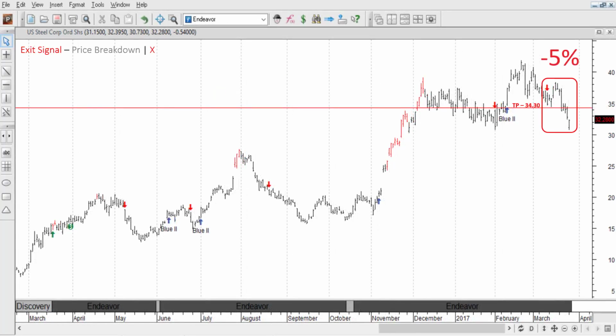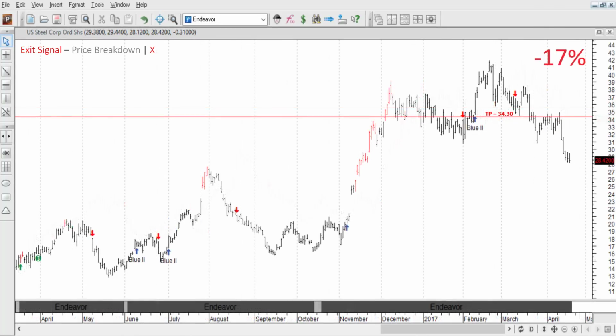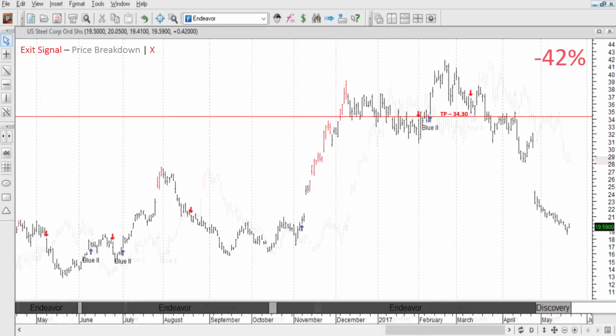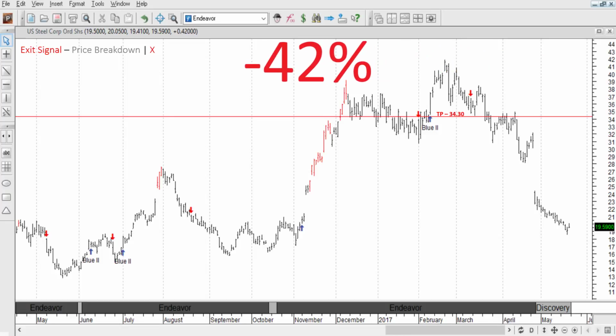4 days later, price has already fallen 5%. 2 weeks later, price is now down 17%. And finally, almost 2 months from the day price crossed the trigger point, it's fallen more than 42% and has entered the discovery category, which, as you know, means you can expect price to either continue to fall or begin to consolidate. Now, you might be thinking, wait, I remember when this happened, and a large part of this breakdown was because US Steel got downgraded by multiple firms in the month of April.